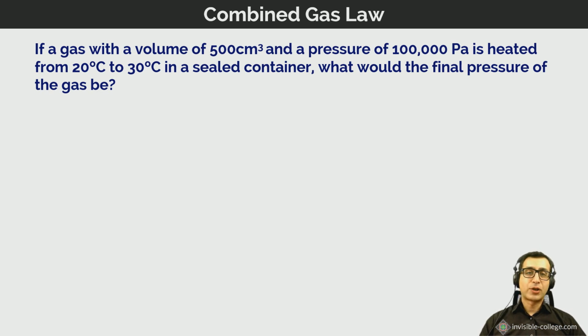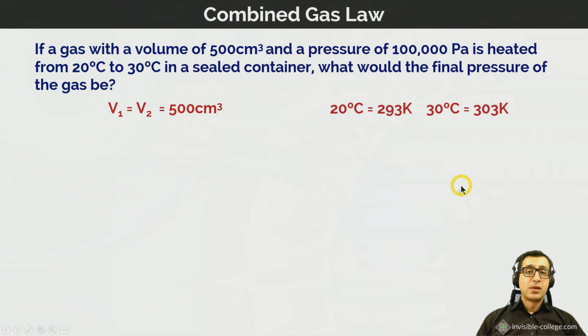All right, so let's take a look at how we do this. It's in a sealed container, so the volume is not changing. Volume 1 is equal to volume 2. The volume at the start is equal to the volume at the end, which is 500 centimeters cubed. Now, the starting temperature is 20 degrees centigrade. The final temperature is 30 degrees centigrade. So our starting volume and our final volume are 500 cubic centimeters. Our starting and ending temperatures are 293 Kelvin and 303 Kelvin.